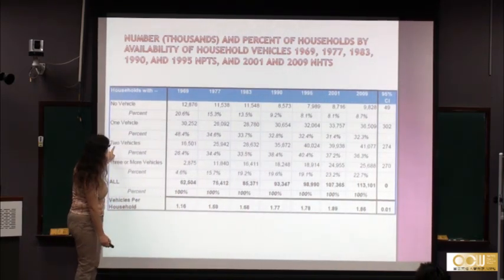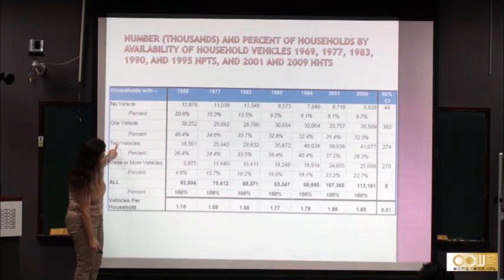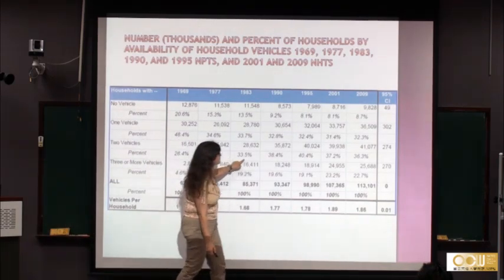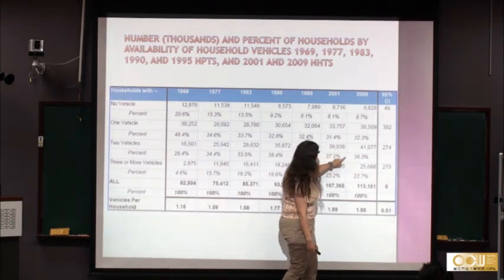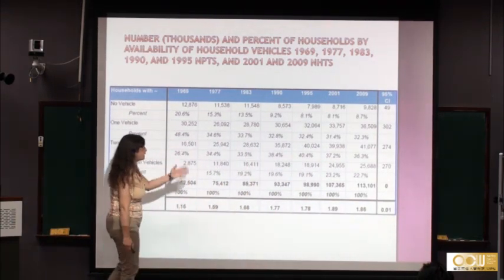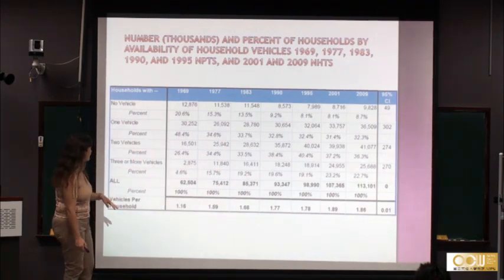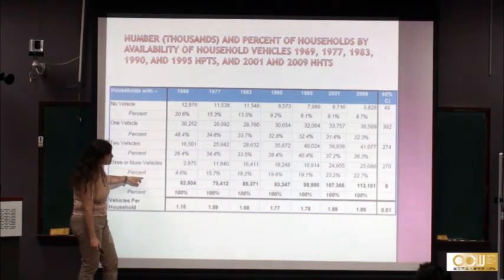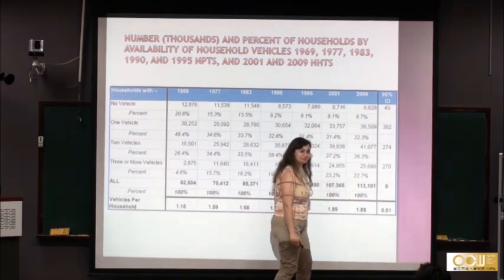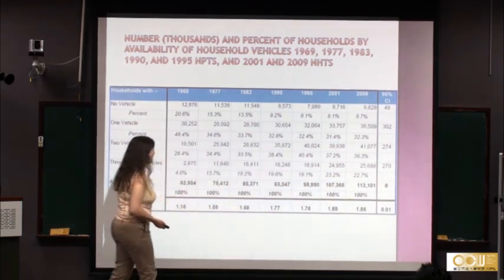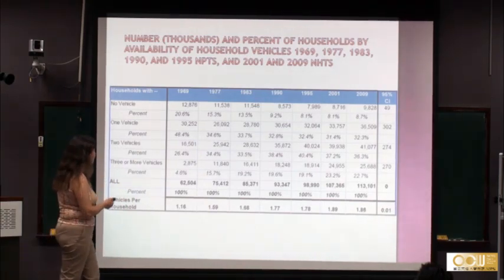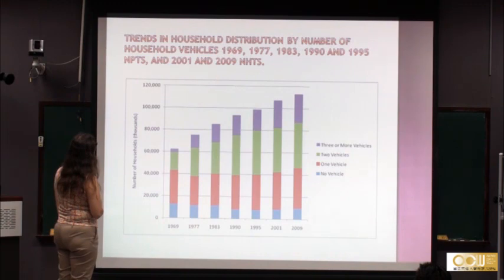So let's see, two vehicles, kind of becoming stable, about 37%. Three or more vehicles, kind of still increasing, right? So this is the same number we have seen before. What is this?